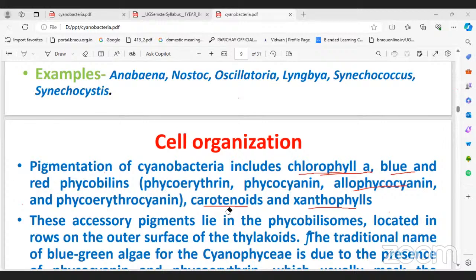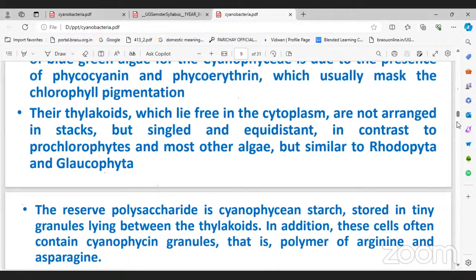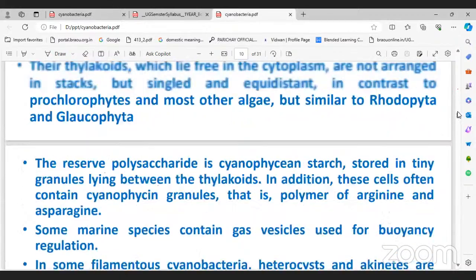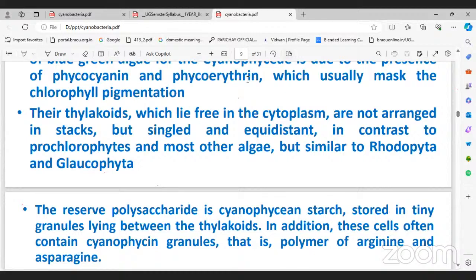Next, after cell structure, is there any diagram? Let's see. And another thing, this shows the photosynthesis. Does cyanobacteria show photosynthesis? Yes, sir. As I told you, as it has chlorophyll A, it shows photosynthesis.